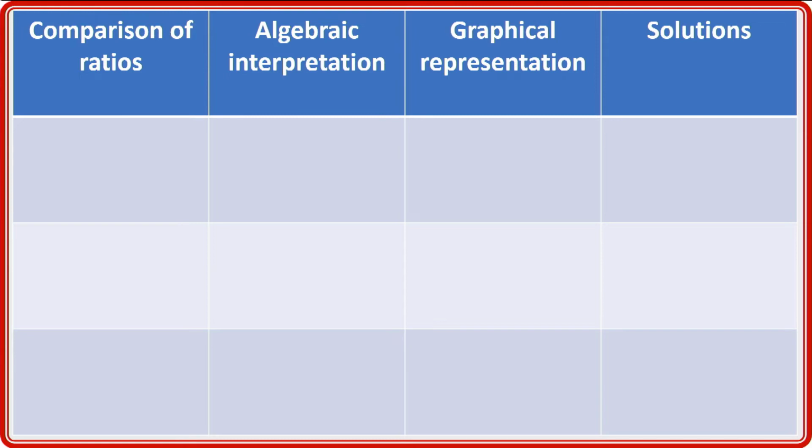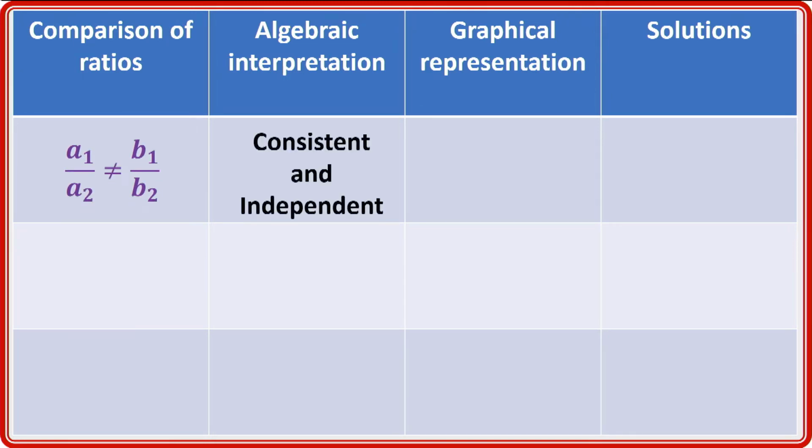Let us compare the ratios and their algebraic interpretation, graphical representation and solutions. Observe here, children. If a1 by a2 is not equal to b1 by b2, then the algebraic interpretation is that they are consistent and independent, whereas for graphical representation those two lines will intersect each other, and it has only one solution, that is, a unique solution.